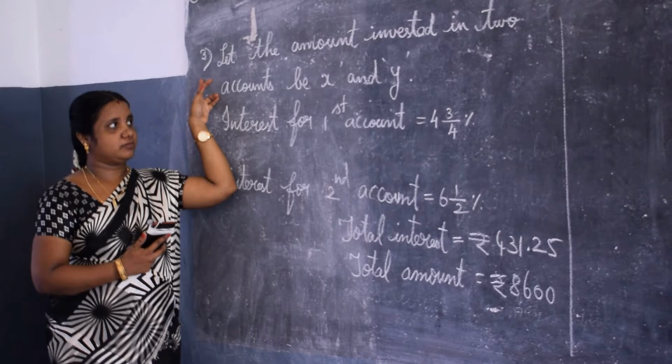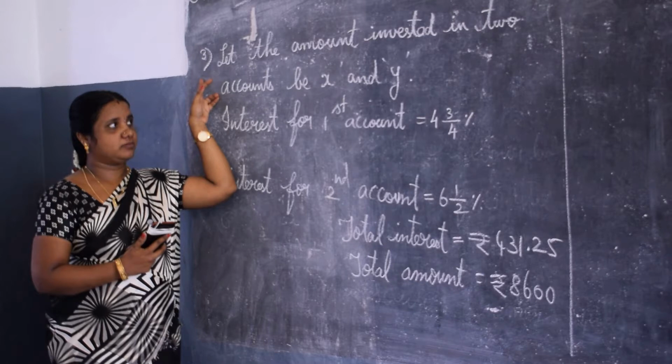So I am going to keep it as, let the amounts invested in the two accounts be x and y. Two unknowns. First I am going to find the interest for the first account, 4 3/4. This is a mixed fraction. You have to change it into an improper fraction. 4 4s are 16.